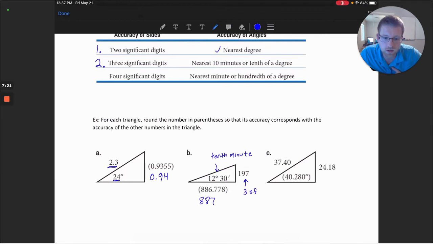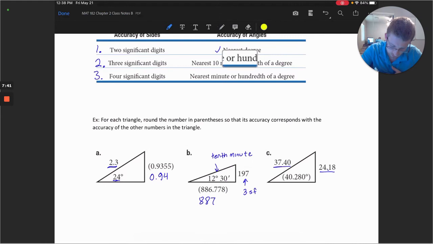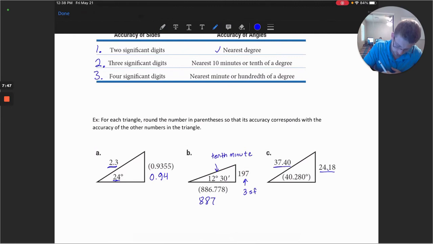The last triangle we have side lengths to four significant figures, both. Four significant figures. And so this would be in kind of option number 3. We would want to round our angle to the nearest minute or hundredth of a degree. So we're going to be rounding it to the hundredth of the degree because we have a decimal. And so if I round to the nearest hundredth here, we'd have 40.28 degrees. So that would be rounding that to the nearest hundredth, so it's accurate with those sides as well.